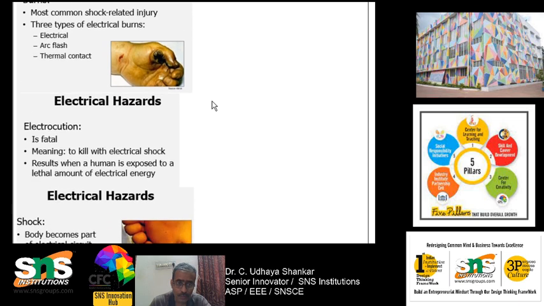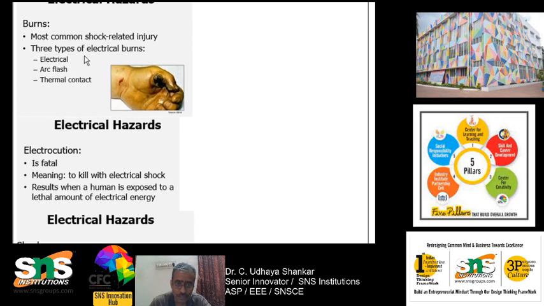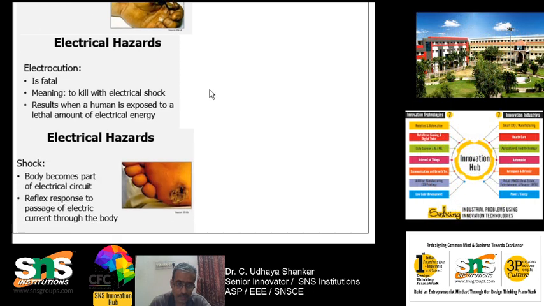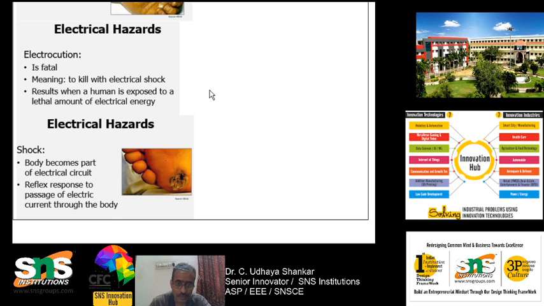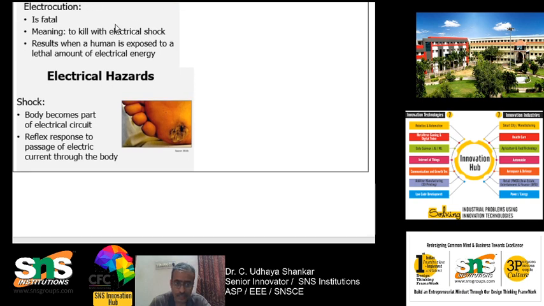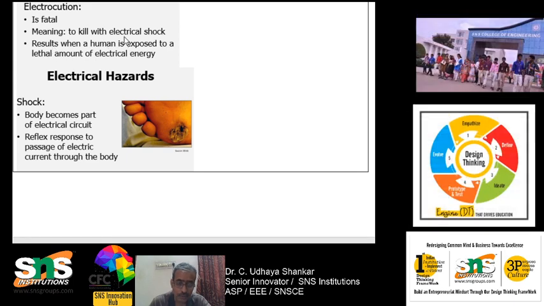What do you mean by burn? It is the most common shock-related injury. There are three types of electrical burns: electrical burns, arc flash burns, and thermal contact burns. The next electrical hazard is electrocution. It is fatal, meaning it can kill due to electrical shock. It results when a human is exposed to a high amount of electrical energy.